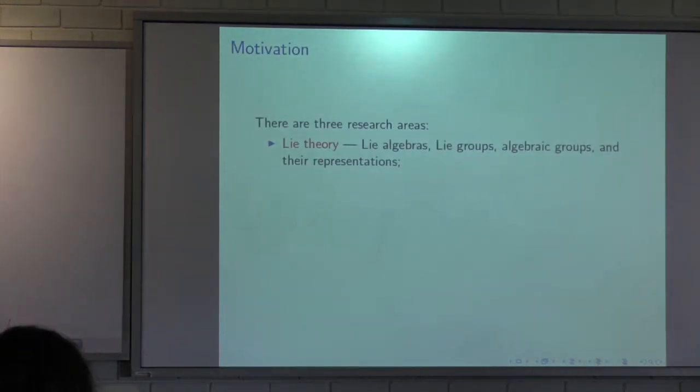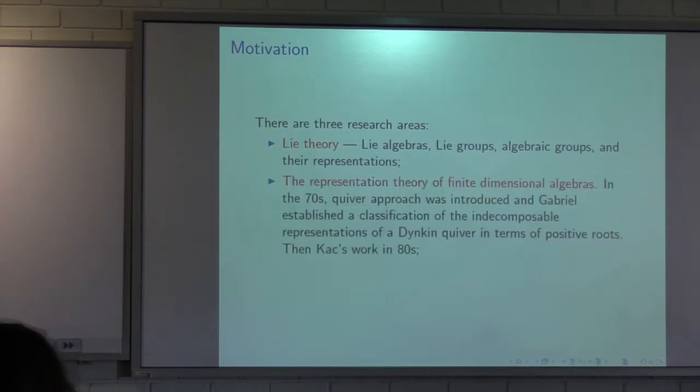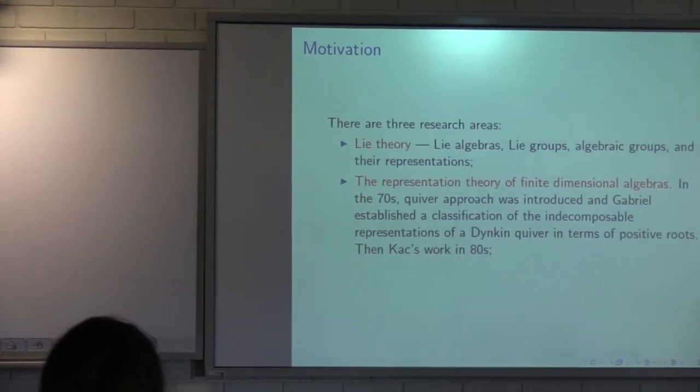Let me start with the motivation for why we want to introduce such a book. Briefly, you can say there are three research areas in mathematics. One is called Lie theory. It's a huge area, including Lie algebras, Lie groups, algebraic groups, and their representations. But there is a relatively small area called the representation of finite dimensional algebras. In the 1970s, this approach was introduced and Gabriel established the classification of the indecomposable representations of a quiver.